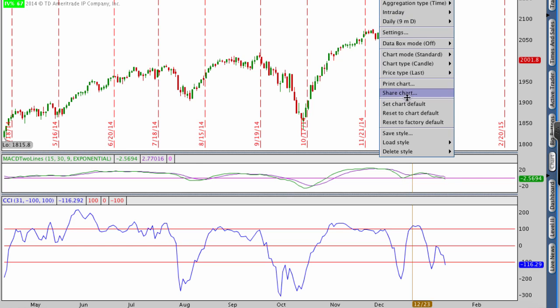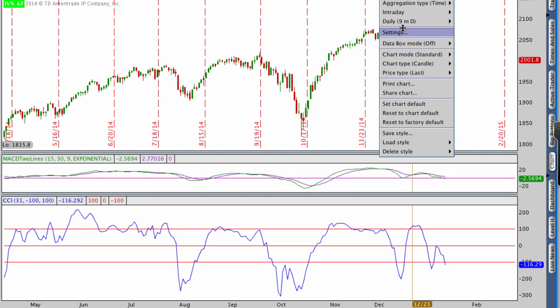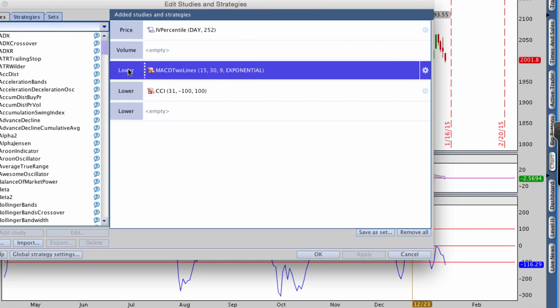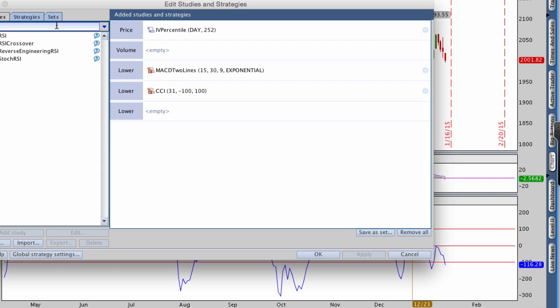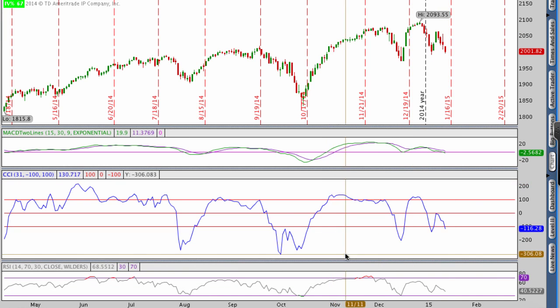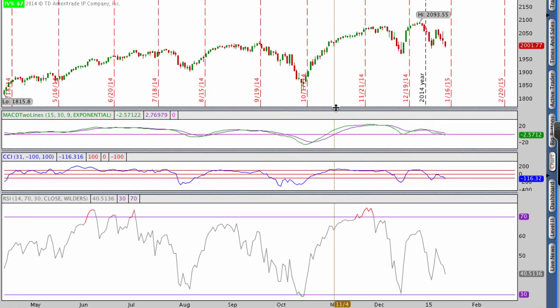All right, let's add one more to the charts here. So let's go to the settings. I'm sorry, go to studies, and we're going to go to edit studies, and we're going to add RSI right to the chart. So we can just leave RSI exactly as it is. And now we have RSI down below. So I'm just going to try to minimize these two here so you can see RSI down below.